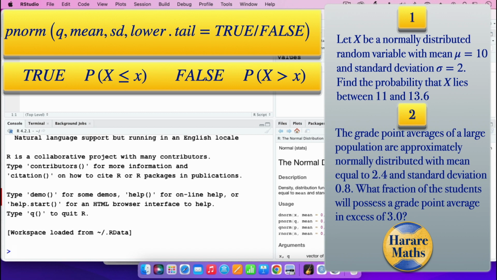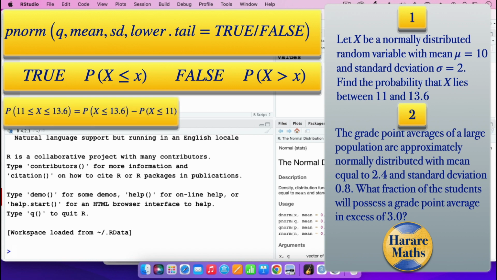Lying between 11 and 13.6, so we can write that as the probability that X is greater than or equal to 11, but less than or equal to 13.6, which will simplify to the probability that X is less than or equal to 13.6 minus the probability that X is less than or equal to 11.